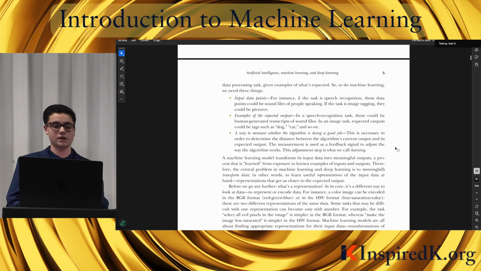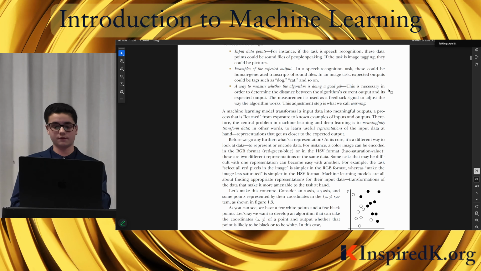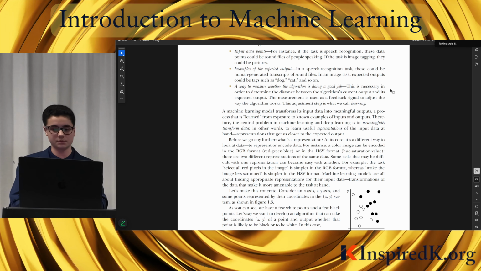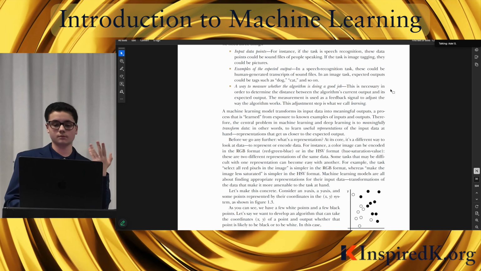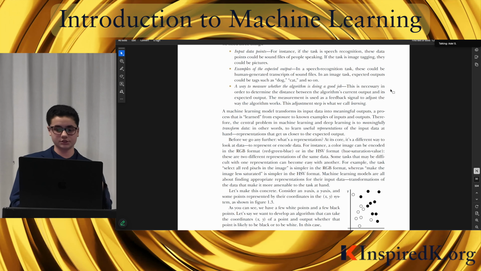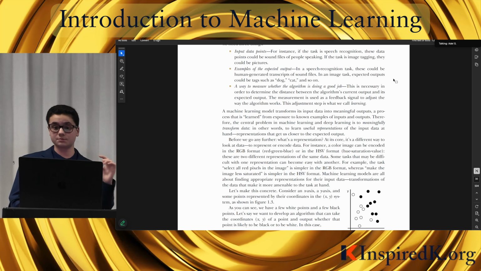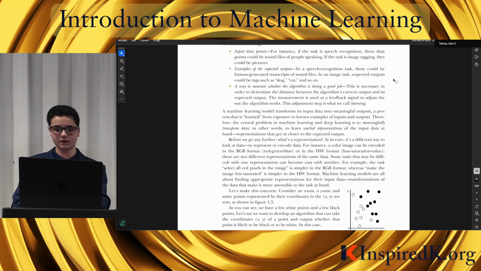And finally, we need a way to measure if our algorithm is doing a good job. In our speech recognition case, this would most likely be through a measure of the percentage of the different speech files that are being correctly recognized.